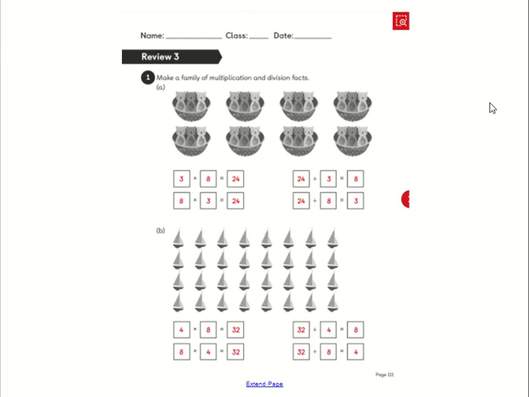So 1A, 3 times 8 equals 24. 8 times 3 equals 24. 24 divided by 3 equals 8. 24 divided by 8 equals 3. B. 4 times 8 equals 32. 8 times 4 equals 32. 32 divided by 4 equals 8. 32 divided by 8 equals 4.